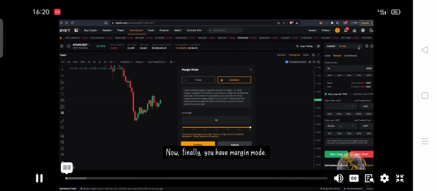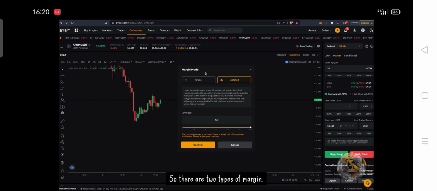Now, finally, you have margin mode. So there are two types of margin, one which is cross, one which is isolated. The exchange explains this, and every exchange will, but I want to explain it in simple terms for you. So here are the types of margin.